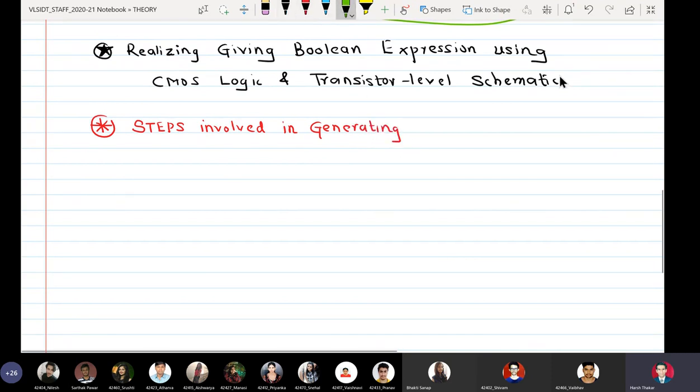So we'll frame the steps involved in generating a transistor level schematic from a given Boolean expression. Okay, fine.